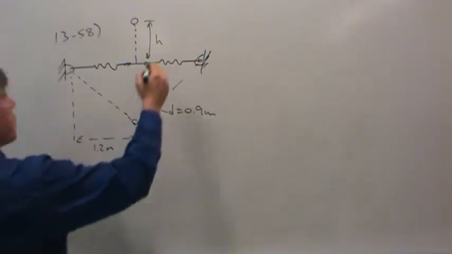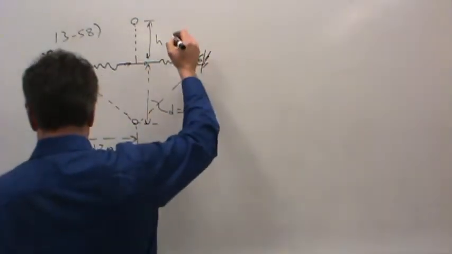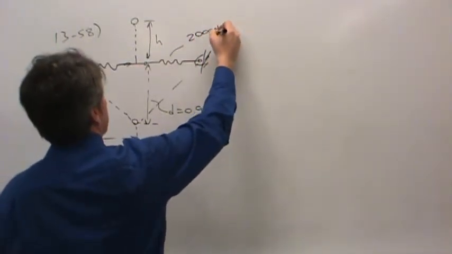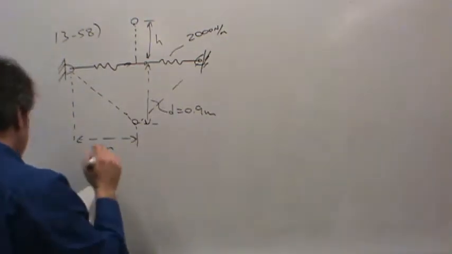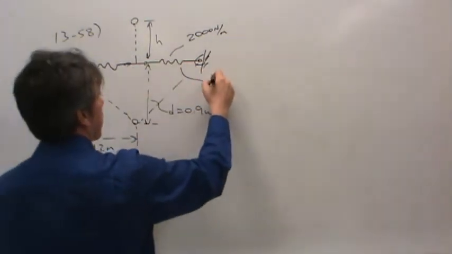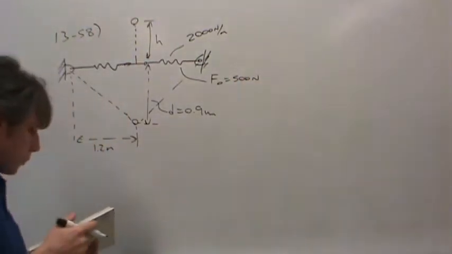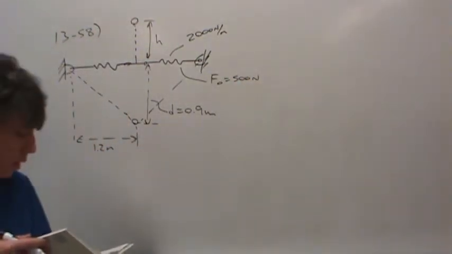Now, the spring constant is 2 kilonewtons or 2,000 newtons per meter. And the initial force in each spring, let's just write F naught, is 500 newtons. Okay.